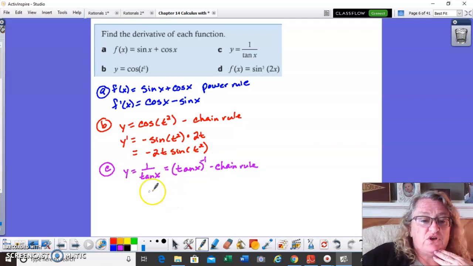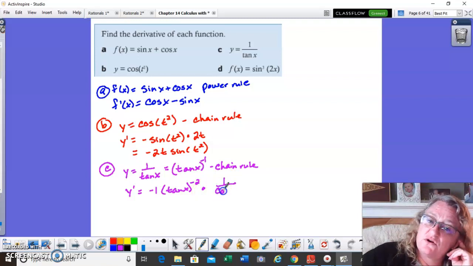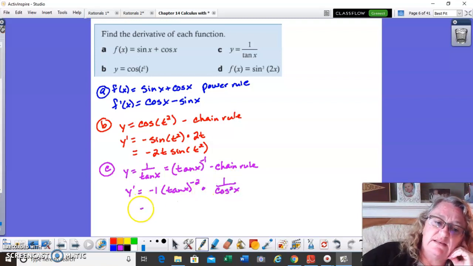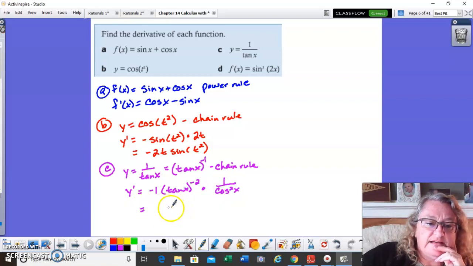All right, so what that tells me I'm going to do is I'll bring my exponent down, so that's negative 1, tangent x, decrease it by 1, so that becomes negative 2. And then I have to multiply by the derivative of the inside. And we just found out that the derivative of tangent x is 1 over cosine squared x. So when I simplify this whole thing, I've got negative 1 over tangent squared x times cosine squared x. Okay?